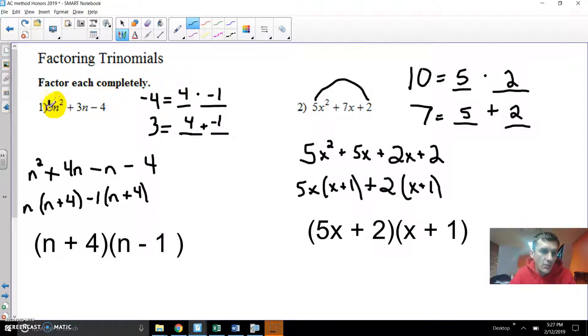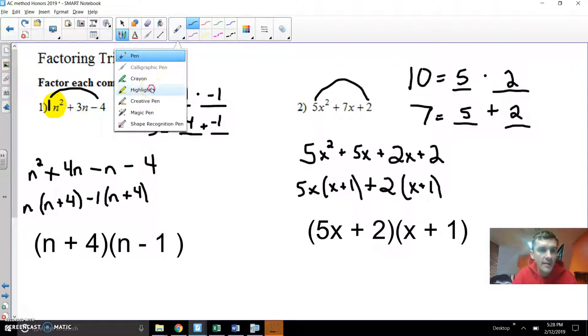So for example, there's a 1 here, and if you start by using the AC method, you're multiplying 1 times -4, which is -4. Now your goal here is to find two numbers that would multiply to be -4, but they need to add to be exactly the middle number, 3. So if you think about 2 times 2 or 4 times 1, the best combination is 4 times -1, because if you add 4 and -1, you also get 3. So those are the numbers we're going to choose.